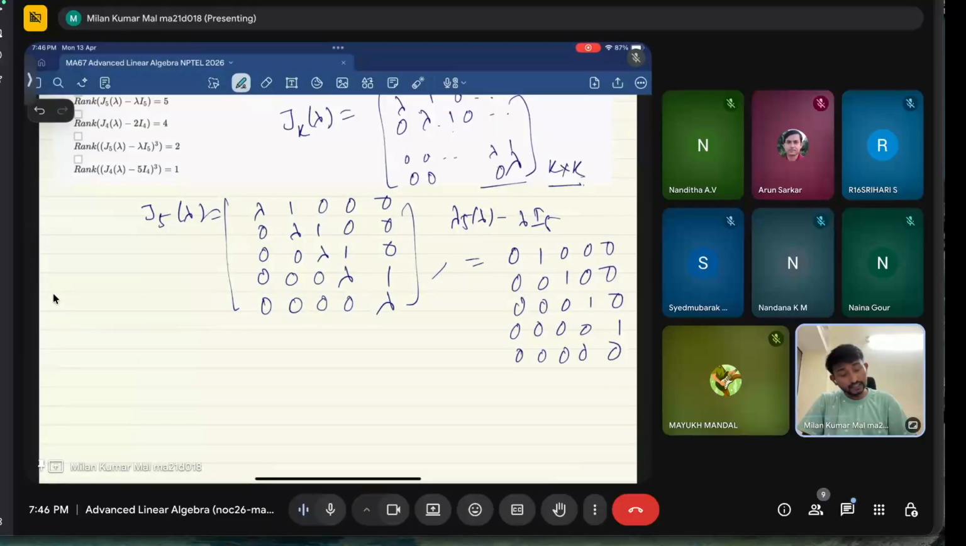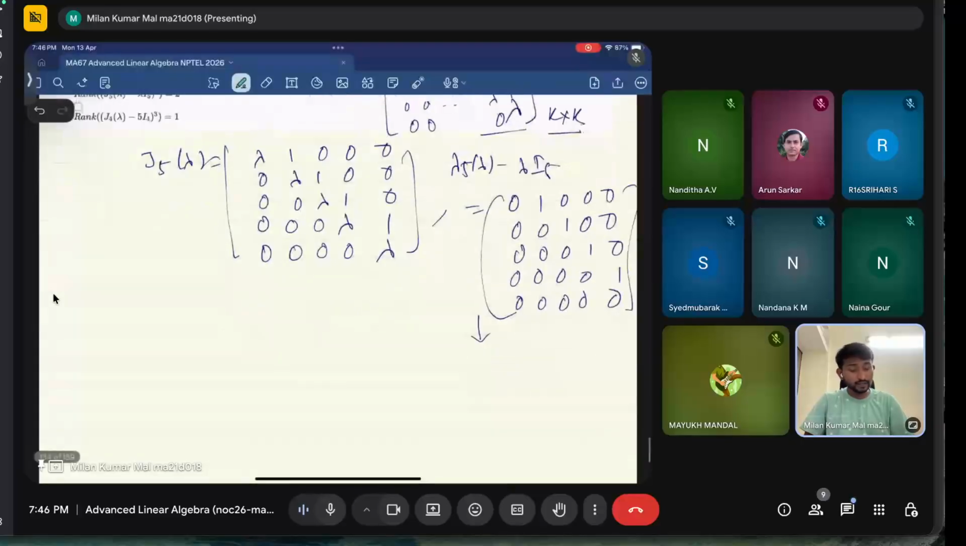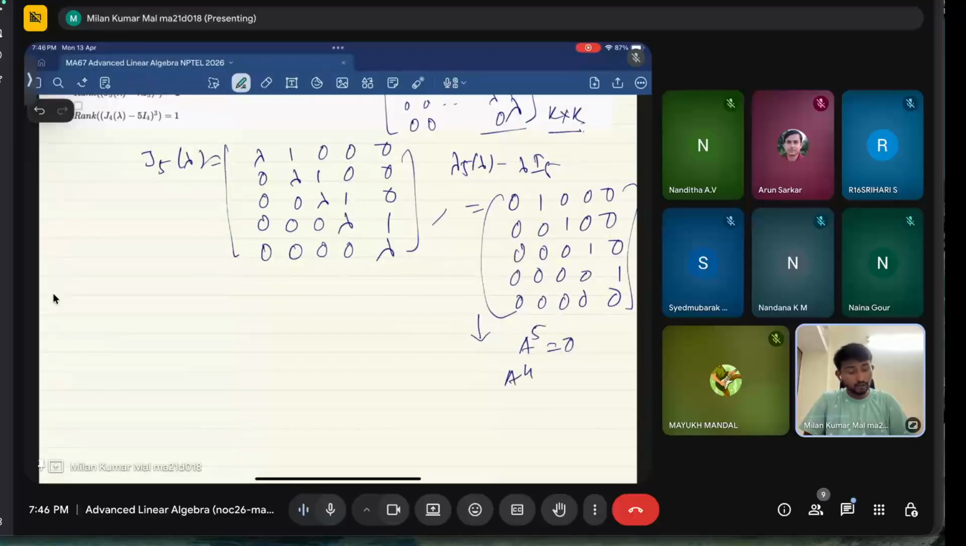Interesting fact is that this type of matrix in some sense denotes a differential operator, but not completely. But that's a separate thing. This matrix has a special property. If I consider this matrix as A, then A to the 5 will be 0. But A to the 4 is not 0, and no other lower power is 0. A to the 5 is 0, you can check.